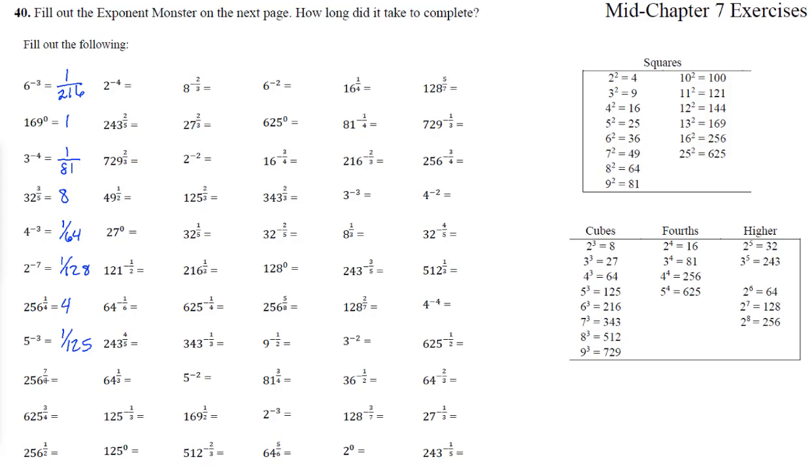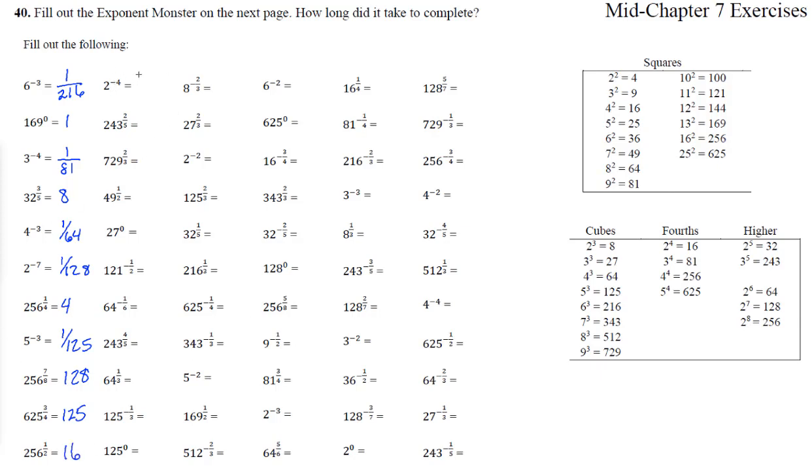256 to the 7/8 power. So we have to go the eighth root of 256 is 2. So we take 2 to the seventh power is 128. 625 to the 3/4 power. Fourth root of 625 is 5. Cubed is, right over here, 125. 256 to the 1/2, that means square root of 256 is 16. So that's the first column.